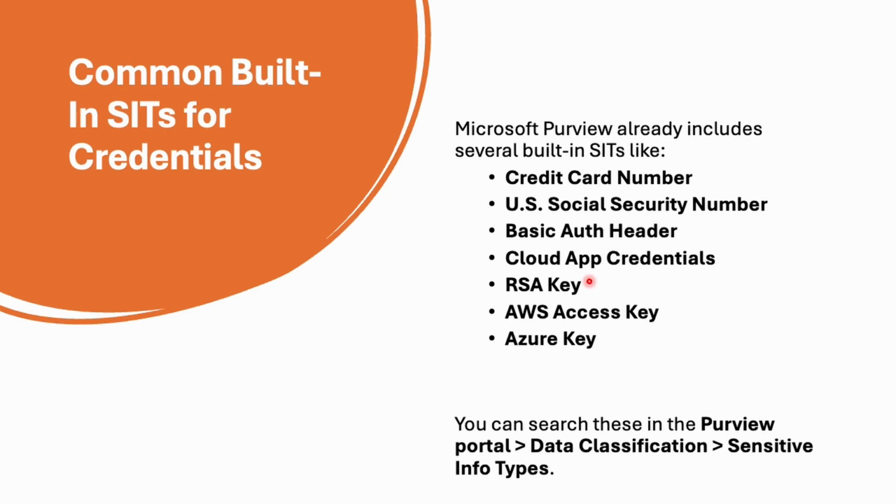So here you can see Microsoft has created some built-in SITs. When I say SIT, it means sensitive information types, like credit card number, US social security number, basic auth header, Microsoft cloud app credentials, RSA key, AWS access key, Azure key, and many other things. So we do have these SITs. We will identify those keys as secrets from the different files and SharePoint sites or maybe over the mail and from different places. So we just need to use these existing sensitive information types to protect our keys and secrets.